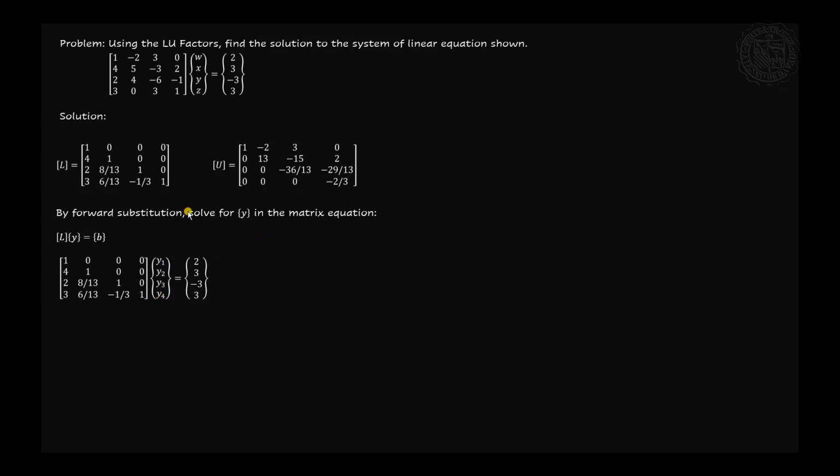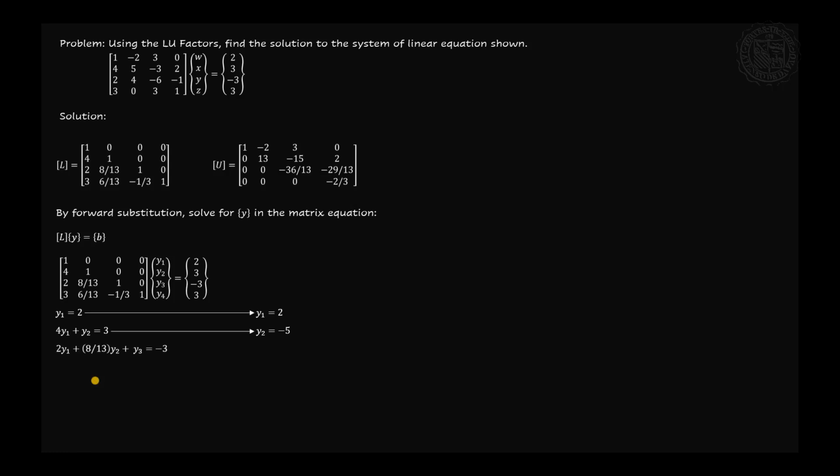When we say forward substitution, we start with the first row, solving for y1, and then we end in the lowermost row, solving for the last unknown. Okay, so we have y1 is equal to 2 because 1 times y1 is equal to 2. Okay, next, using y1 is equal to 2, we can now solve for y2, which is 4 times y1, where y1 is equal to 2, plus 1 times y2 is equal to 3. So solving for y2, we have negative y2 is equal to negative 5.